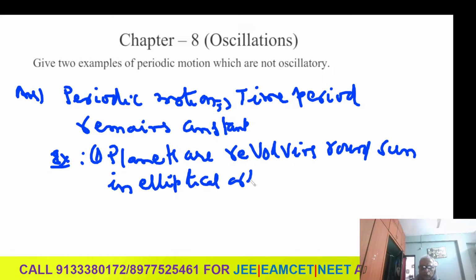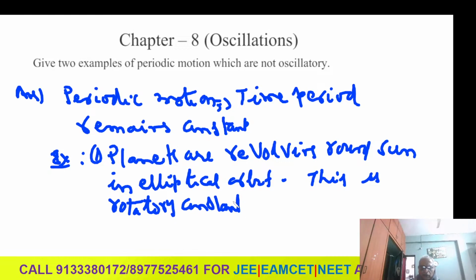This is not to and fro motion, this is rotatory motion. But the time period is constant, because Earth takes 1 year to complete one rotation. The time period remains constant.